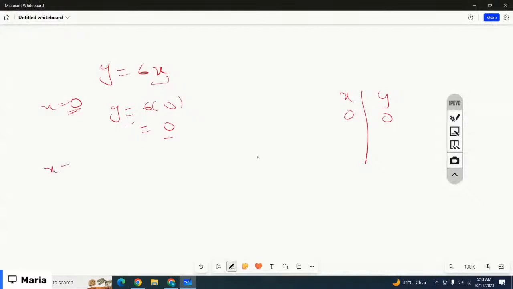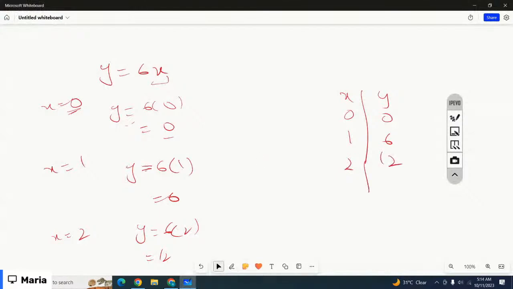Now let's just put x equals 1. Then y equals 6 times 1. Replace the x with 1, right? That would be 6. So when x is 1, y is 6. Now replace the x with 2. Y equals 6 times 2. That is 12. That means when x is 2, y is 12. When x equals 3, 6 times 3. That would be 18. So when x is 3, y is 18. When x is 4, y is 24. Right? Okay, let's just see how do we make table.